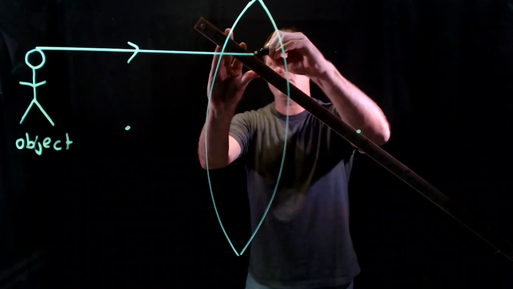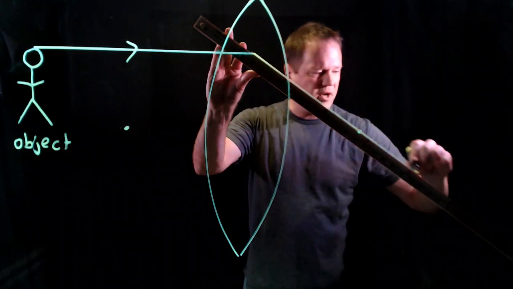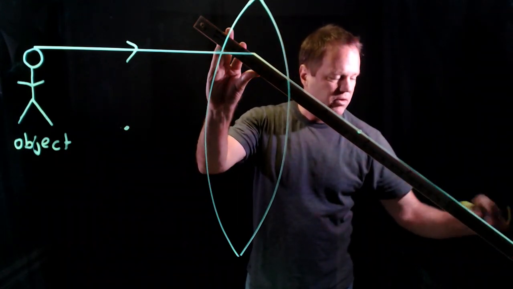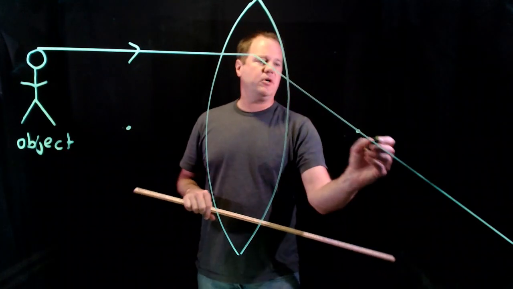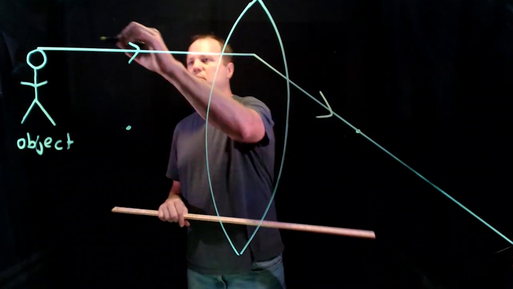So I just draw it through, and I don't make it stop there, I just keep going because we don't know what the rest of the rays are going to do. Okay, so there's our P ray.